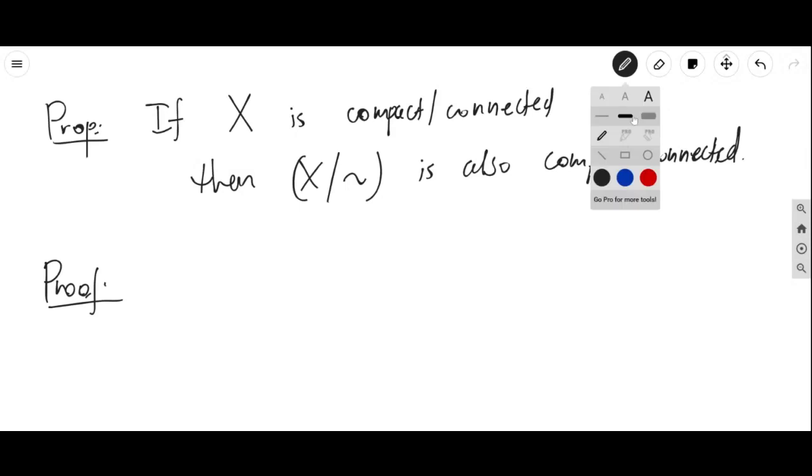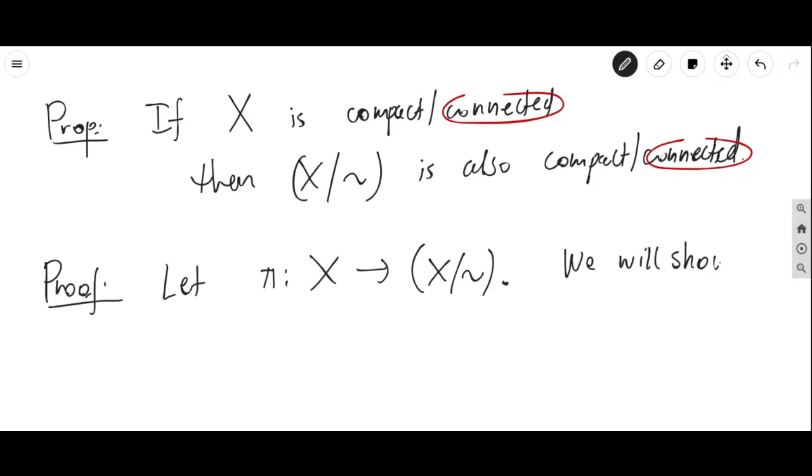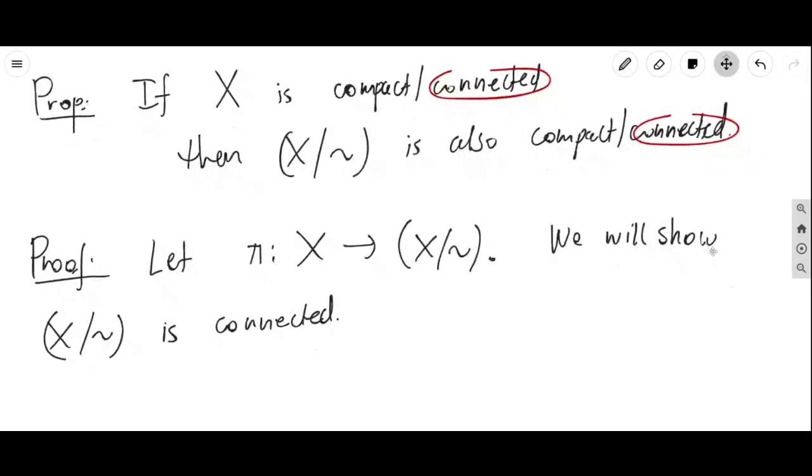I'm going to prove it to you in the case where the space is connected, and then you can prove it in the case where the space is compact. Very similar proof. So let pi be the projection map. Okay, so this is the projection map. And we will show that X mod tilde is connected. So we're going to assume that X is connected and then use that to prove that the quotient is connected.